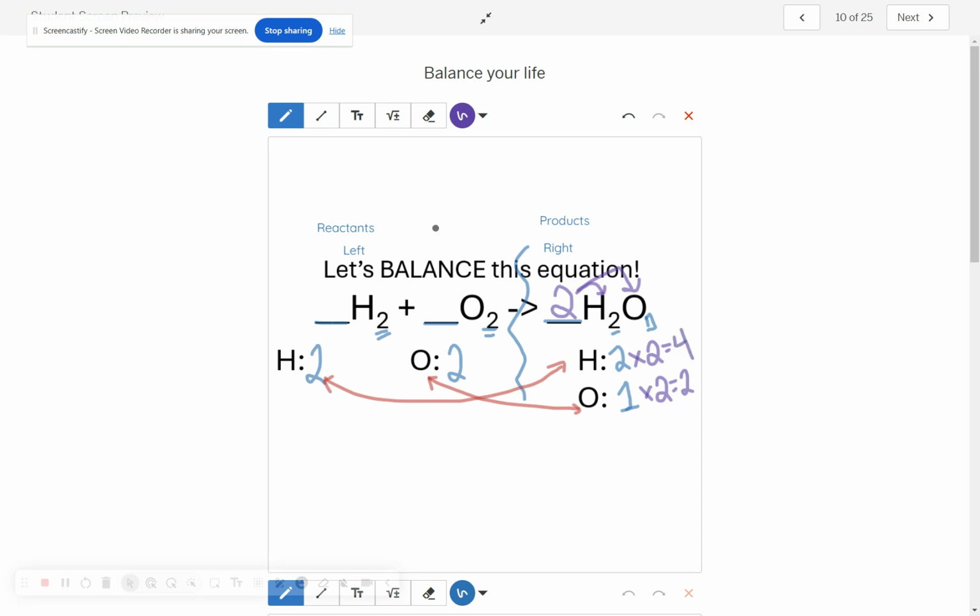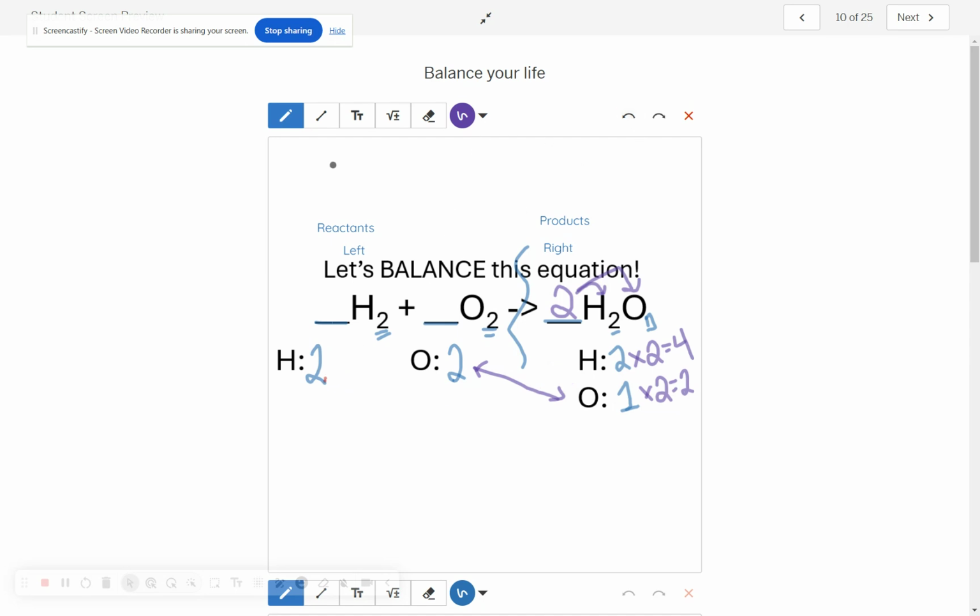All right, now, if you remember, we had just said that this oxygen and this hydrogen mostly were good to go. But now let's take a look again. Your oxygens are now matching, 2 and 2. But look at your hydrogens. Your hydrogens are no longer matching. There's a 2 and a 4. So we need to fix those.